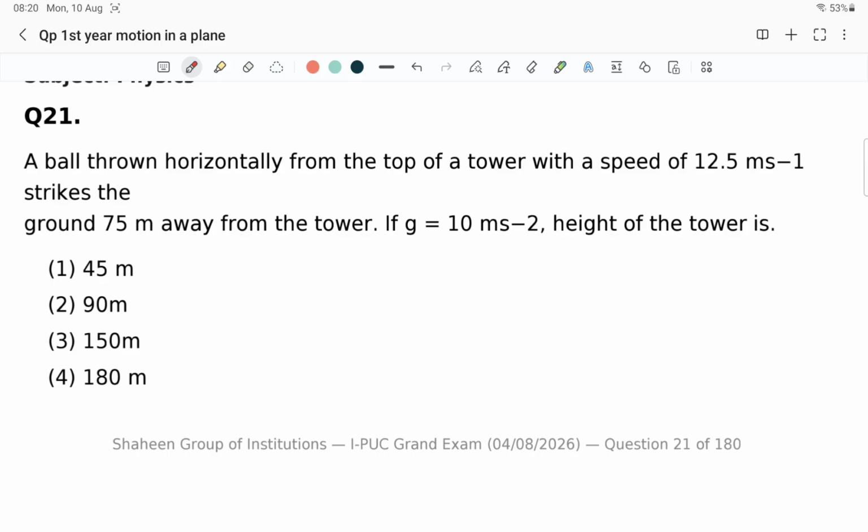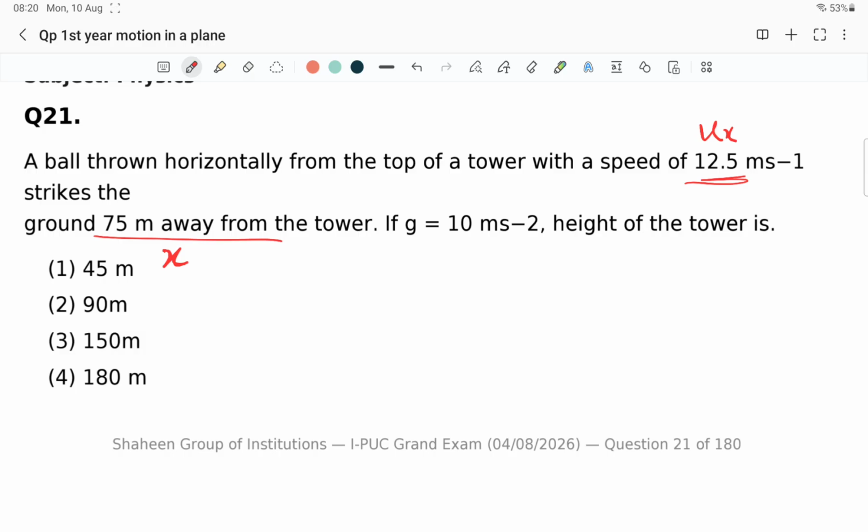Question number 21. A ball is thrown horizontally from the top of a tower with a speed of 12.5. It strikes the ground 75 meters away from the tower. 75 meters away from the tower, I can say it is the horizontal distance or range. If g equals 10, what is the height of the tower?